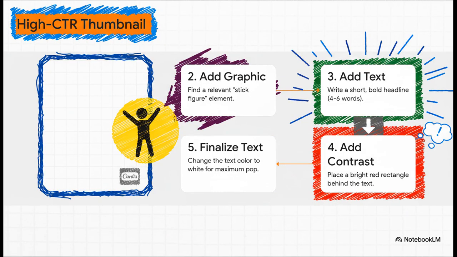And for the thumbnail, we use what's called a pattern interrupt formula. It's something that visually jars people and stops their scroll. The technique is so simple: high contrast colors, a dead simple graphic like a stick figure, and big, bold, minimal text. Look, the goal isn't a work of art. It's to be completely unignorable. This 5-step process in Canva is all you'll ever need.